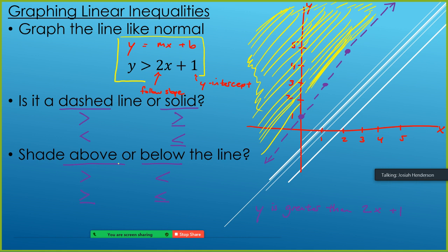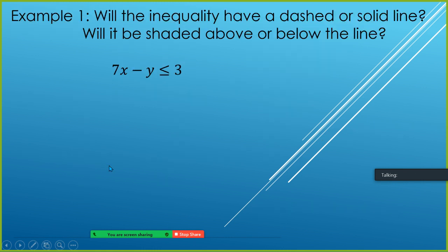Okay, if there's no questions, let's look at another one. Here's a new inequality. 7x minus y is less than or equal to 3. Let's talk about these questions above. Will this inequality have a dashed or a solid line? Also, will we be shading above the line or below the line?